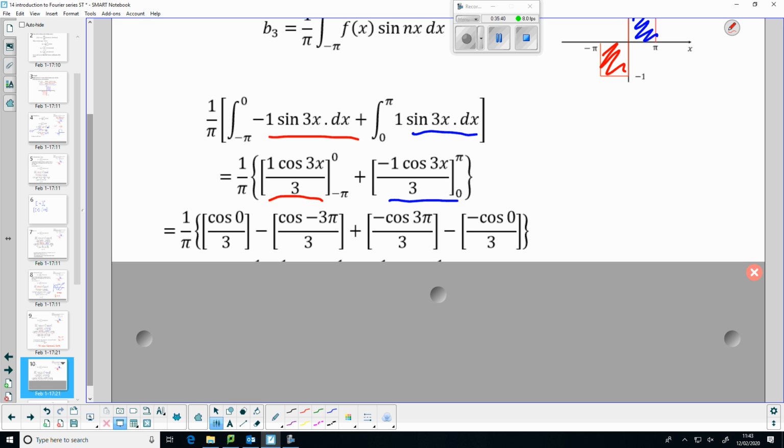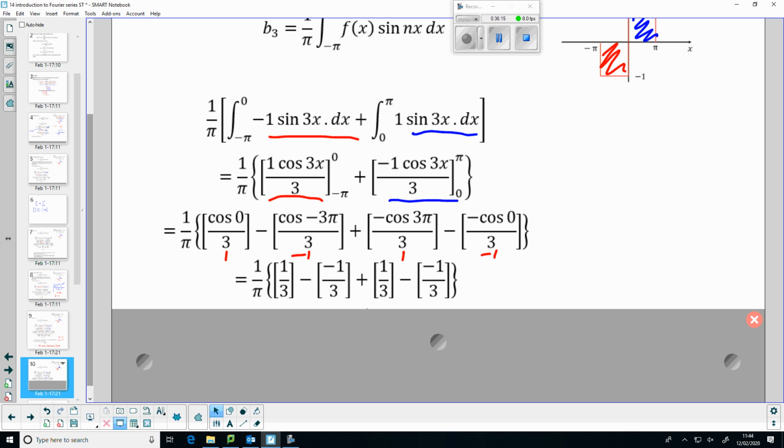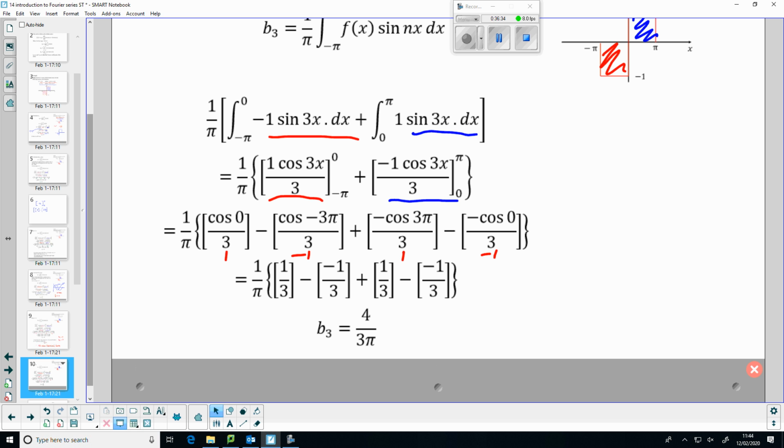Cos 0 is 1. Cos of minus 3 pi is minus 1. Minus the cos of 3 pi is 1. Minus the cos of 0 is minus 1. And we get that. A third minus minus a third is 2/3. Plus a third is 3/3. Minus minus a third is 4/3. See it? So B3 is 4 over 3 pi.